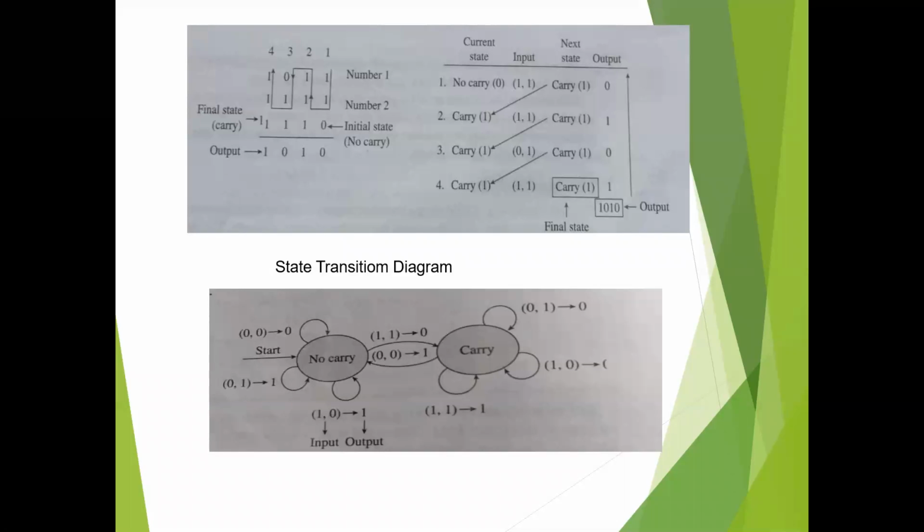If 1 0 is the input, and if there is a carry, output will be 0, and you will remain on the carry state, because here also the carry will be generated. Now again, input is 1 1 and carry is there, so output is 1 and carry is generated, so you will remain on the carry state. And if the input is 0 0 with the 1 carry, output will be 1 and carry will not be generated, and that is the reason you can see there is a transition to the no carry state. So this is how it will work.